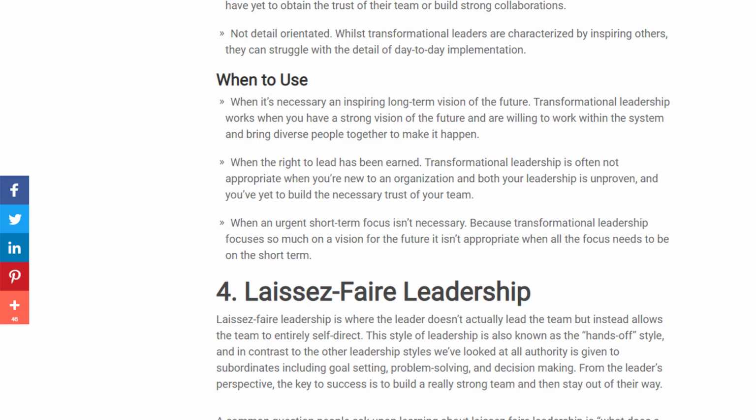The leader, the boss has no issues. Just let you go, do what you want, but when deadlines come around, make sure that you meet the deadlines. So that's what the laissez-faire leadership style is all about.